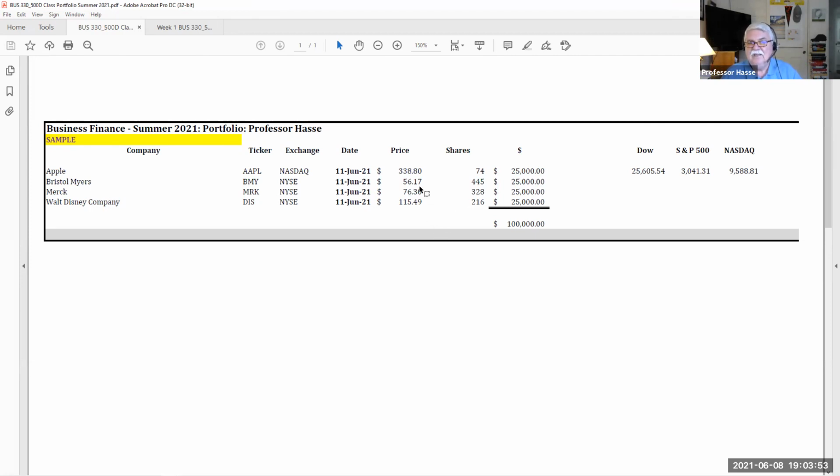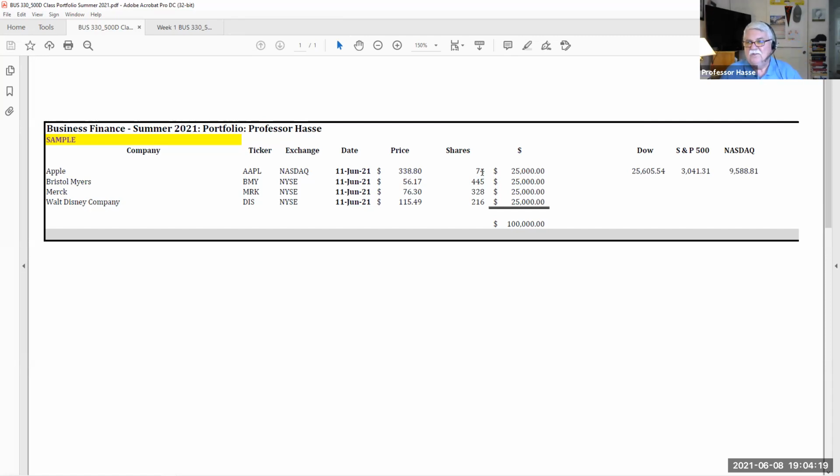So you're going to take the price and divide it into your investment. And that's how you get this number. Dividing the price into the dollars invested and getting the number of shares. And naturally, you're going to round this to the nearest whole number. I don't want to see decimal points here. Too confusing.